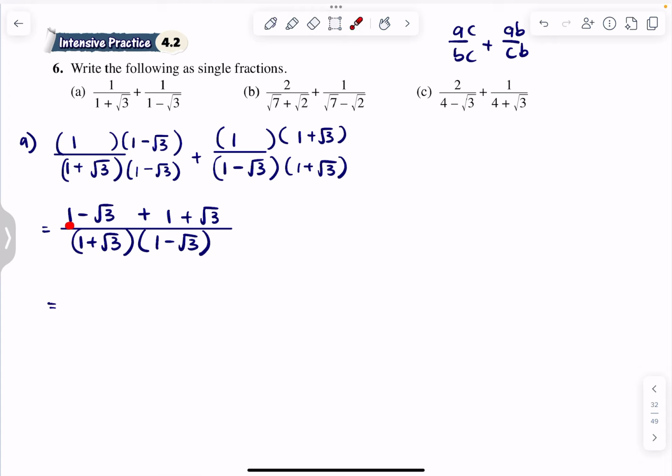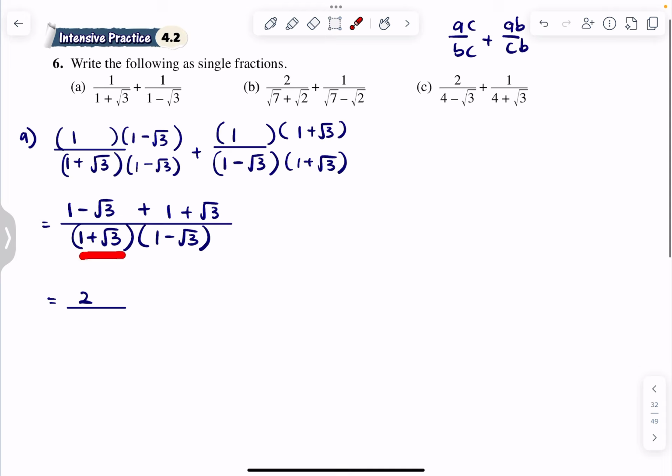So 1 plus 1 is 2. Negative √3 plus √3 cancels off. So on top is just 2. Then bottom here, these are actually conjugates. For conjugates, the shortcut to expand is this times this plus this times this. So 1 times 1 is just 1, and then √3 times negative √3 is negative 3. So 2 over negative 2, which is just negative 1. This is our final answer. It's just negative 1.